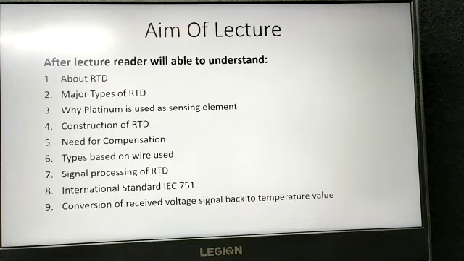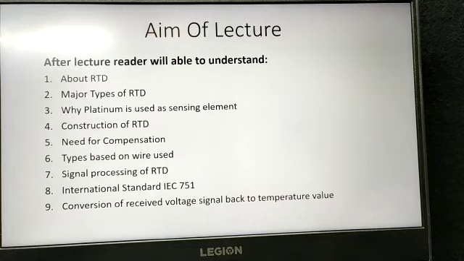So let's start. The aim of the lecture: after the lecture, the reader will be able to understand, first, the RTD; second, major types of RTD; third, why platinum is most widely used as a sensing element; fourth, the construction of the RTD; fifth, the need for compensation of lead wires; sixth, the types based on lead wires; seventh, signal processing of RTDs; eighth, international standards of RTDs, IEC 751; and ninth, the conversion of the received voltage signals back to the temperature values.